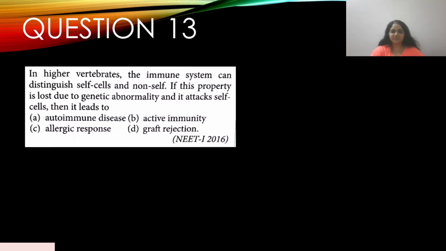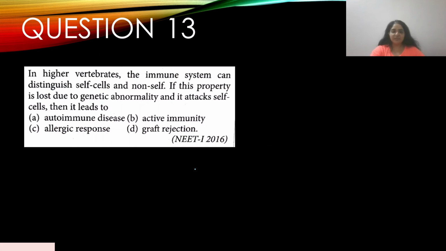Let's move on. Question number 13. In higher vertebrates, the immune system can distinguish self cells and non-self. If this property is lost due to genetic abnormality and it attacks self cells, then it leads to, we already discussed this, right? It appeared in NEET 2016. A, autoimmune disease, B, active immunity, C, allergic response, and D, graft rejection. When the immune system begins to attack our own cells, it is autoimmune disease. Answer is A.